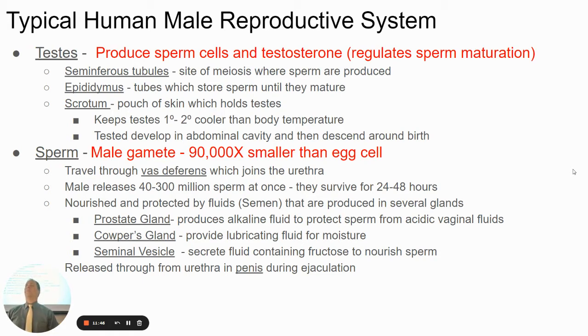And they are protected and nourished by fluid that's called semen. So along the way, as the sperm cells are on their way out of the body, different glands secrete different materials that are going to help those sperm cells sort of do their ultimate job, which is fertilize the egg cell. And so those glands, probably the one you've heard of is the prostate gland. Why have you probably heard of that more than any other?